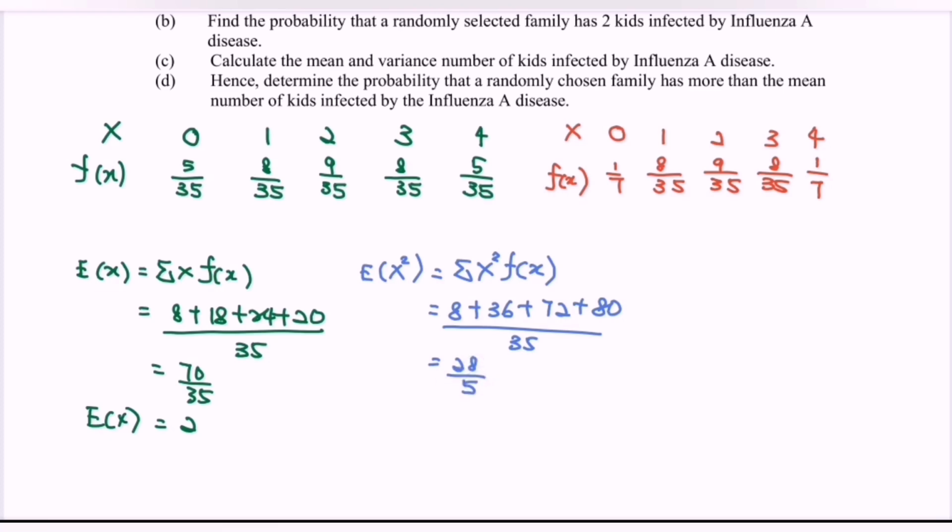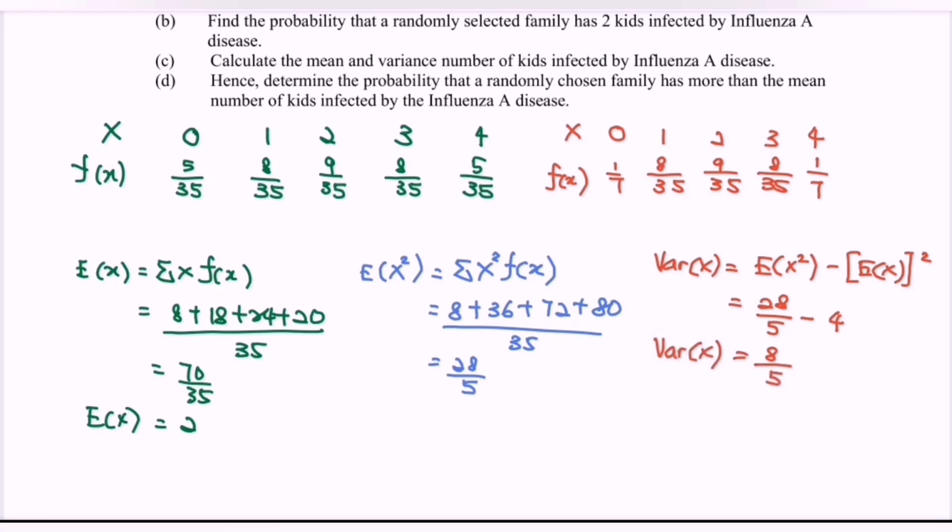So kindly refer to the formula. The variance is equal to E(X squared) minus (E(X)) squared. So if we substitute, we have 28 over 5 minus 4. Then if we simplify, we will have the variance, which is equal to 8 over 5.